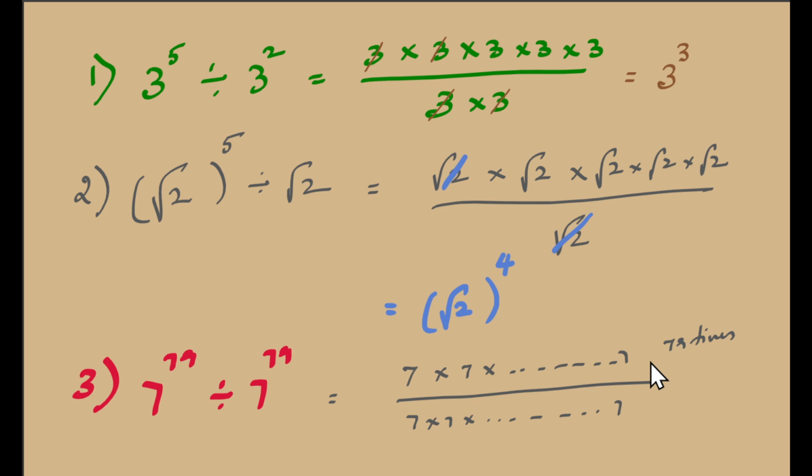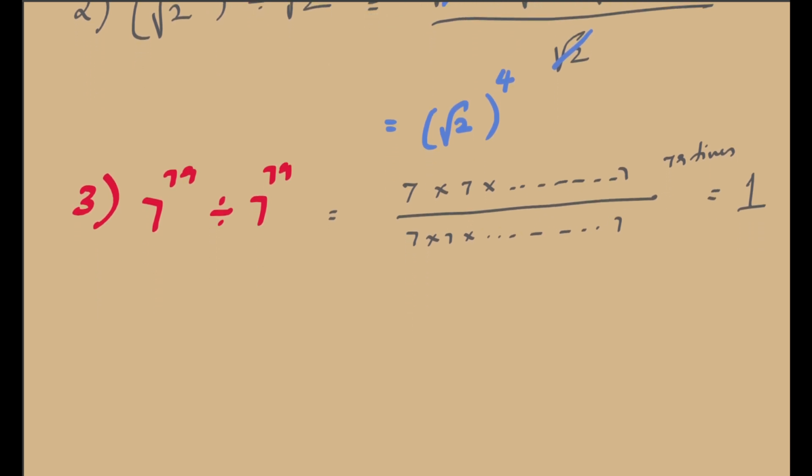So what do we have when we have the same number in both the numerator and denominator? Just like your 2 by 2 or 3 by 3 or 4 by 4, this is also equal to 1, right? And now for the fourth example, let's have 3 raised to the power 3 divided by 2 raised to the power 2.